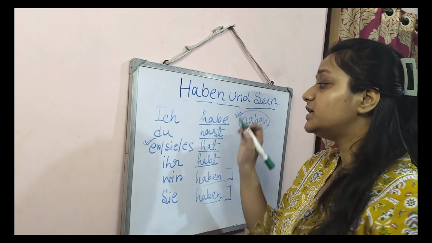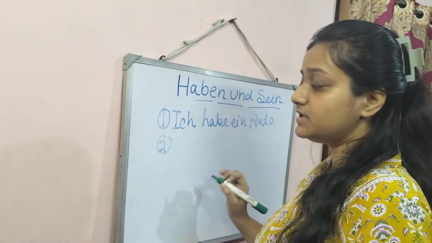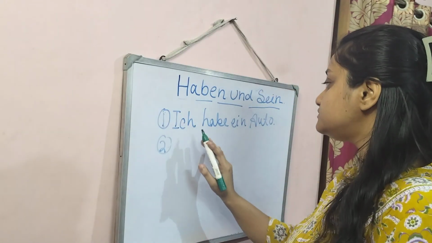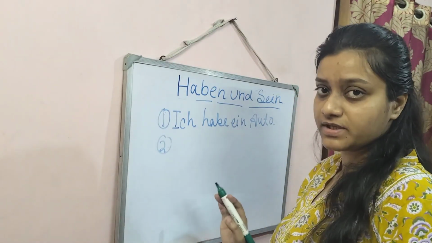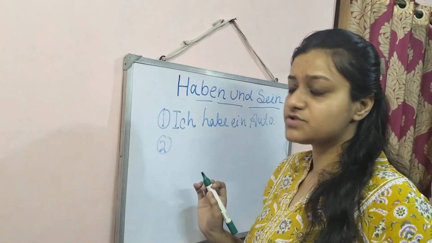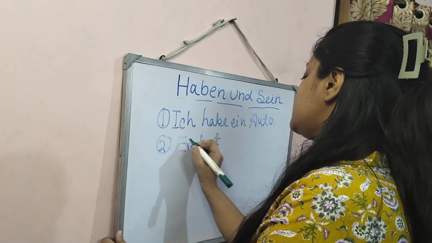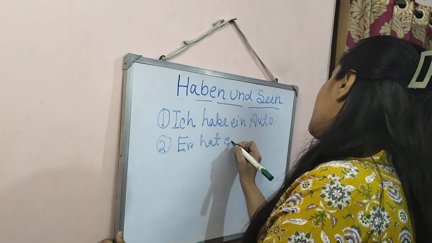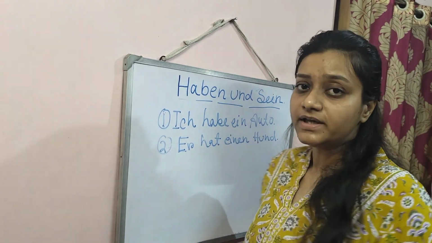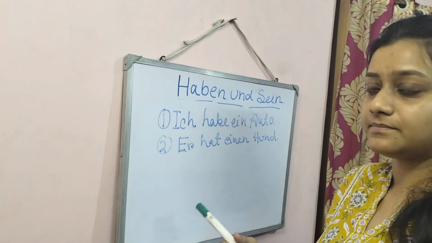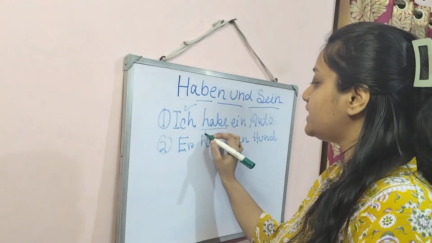Let me show you examples for the Haben verb. First of all, I have written them. Ich habe ein Auto. I will tell you later what that means. Ich habe ein Auto. The next one is Er hat einen Hund. Let me clear these things. These are the two examples. Ich habe ein Auto. Now see the conjugation: ich habe, er hat. That changes.